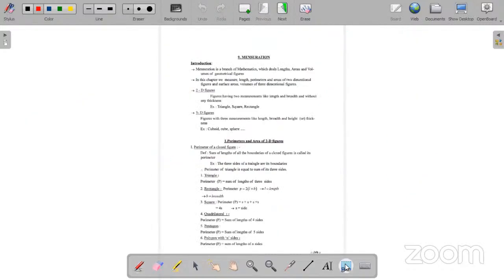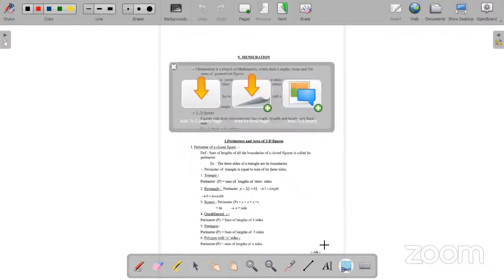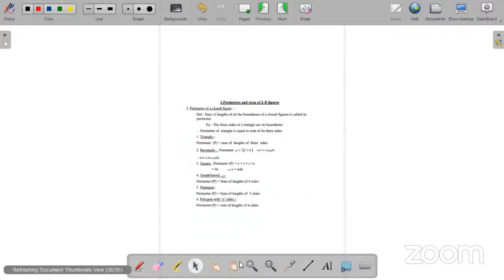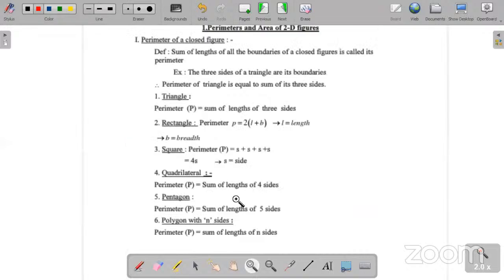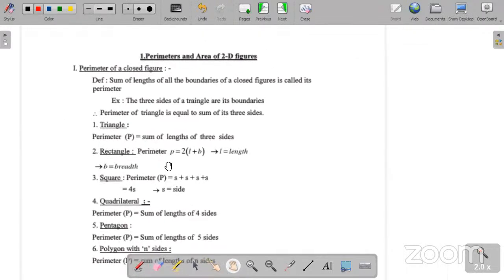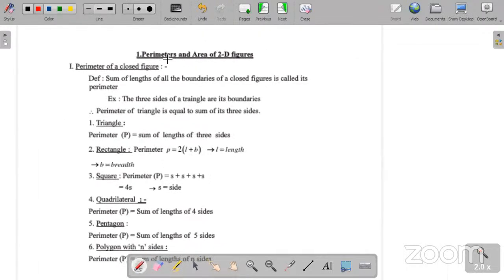Right. Now let us discuss perimeter and area of the figures now. I hope it's visible to you. So the perimeter and area of 2D figures. Perimeter of a closed figure. So what is meant by the perimeter of a closed figure? The sum of the lengths of all boundaries of a closed figure is called the perimeter.